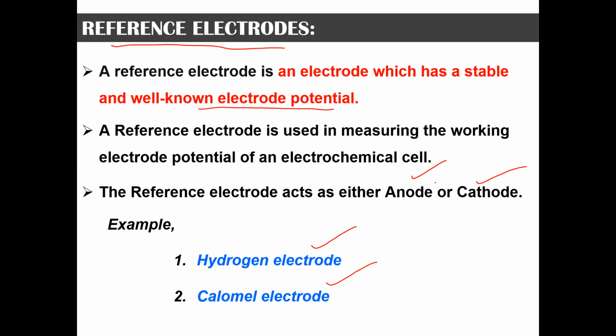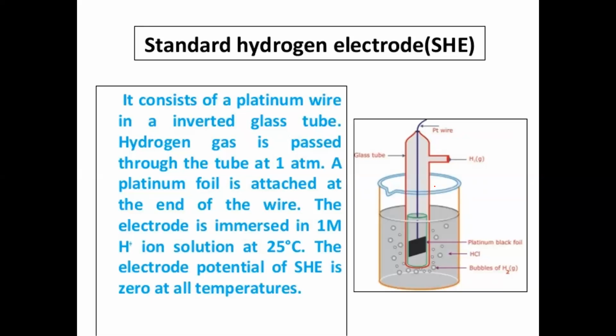So let's see the construction of these two reference electrodes. The first one is the standard hydrogen electrode. It consists of a platinum wire in an inverted glass tube. If you observe this diagram, this is the platinum wire, present in a vertical glass tube having a side tube. A platinum foil is attached at the end of the wire. This black material is known as platinum black foil, which is attached at the bottom of the platinum wire.